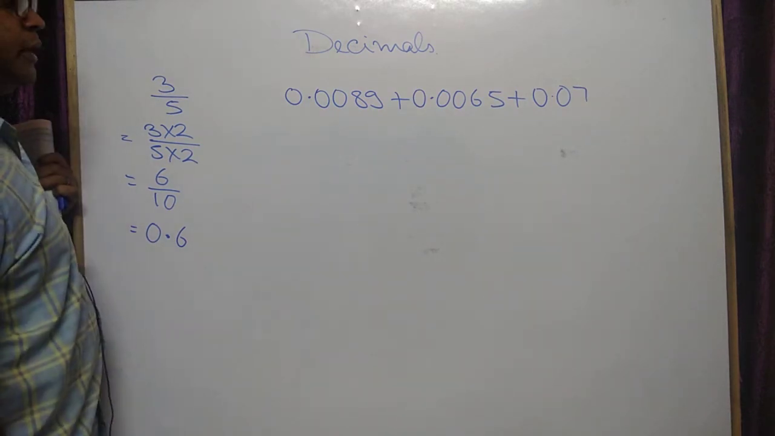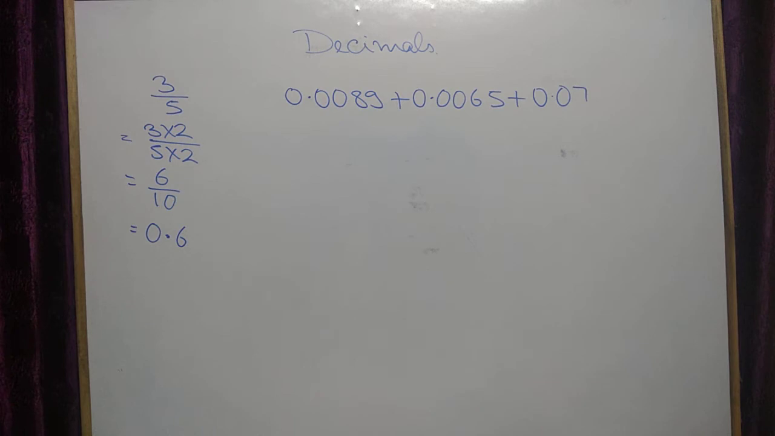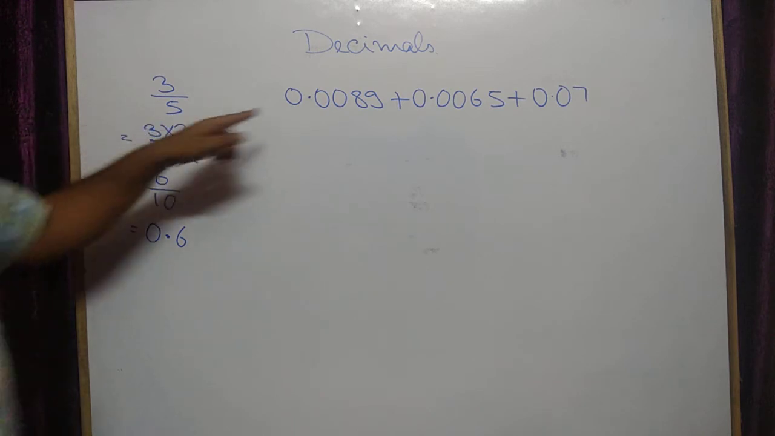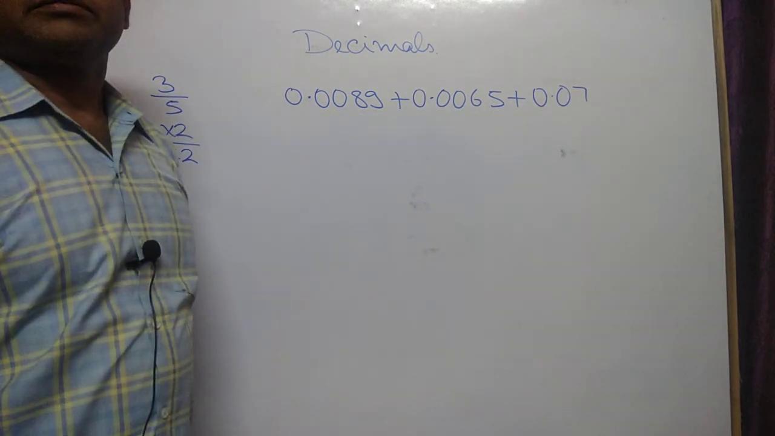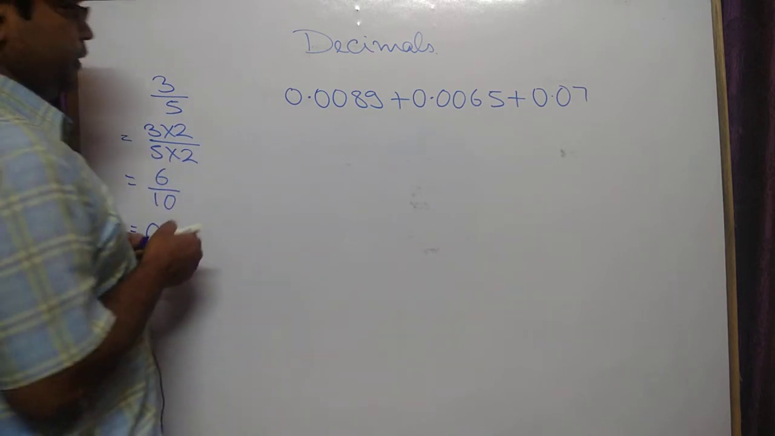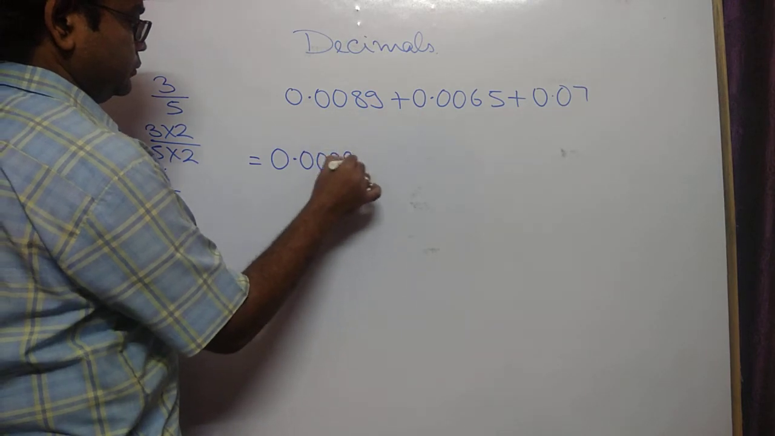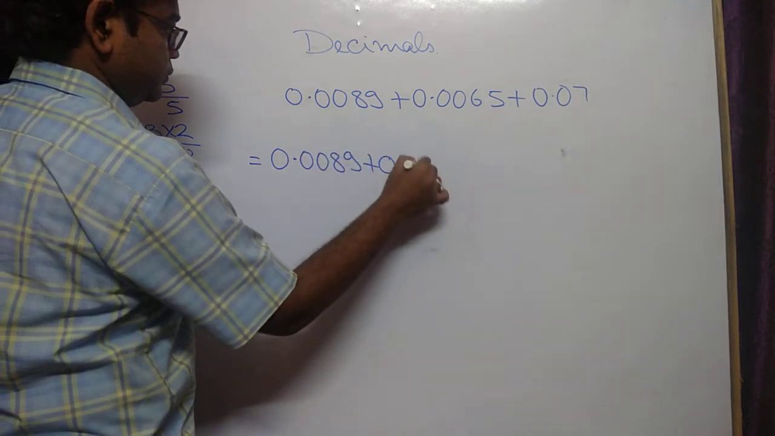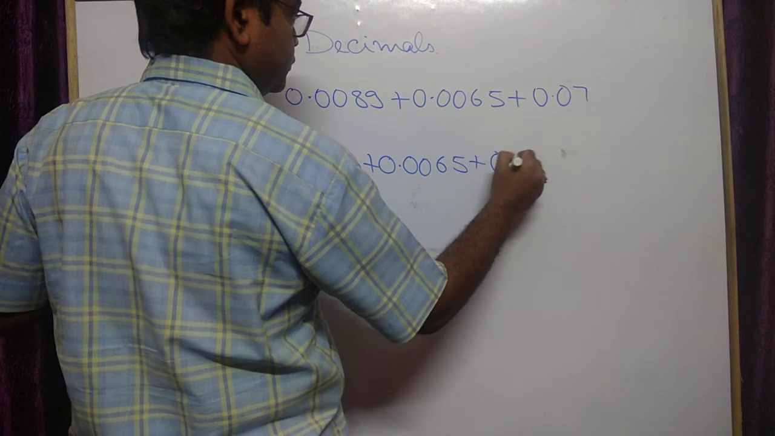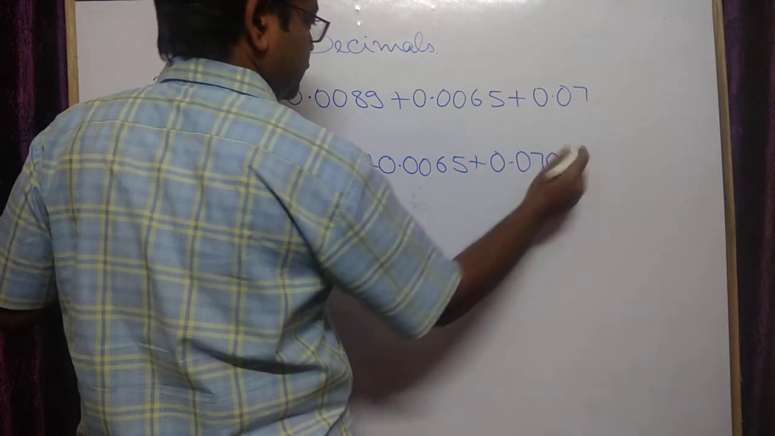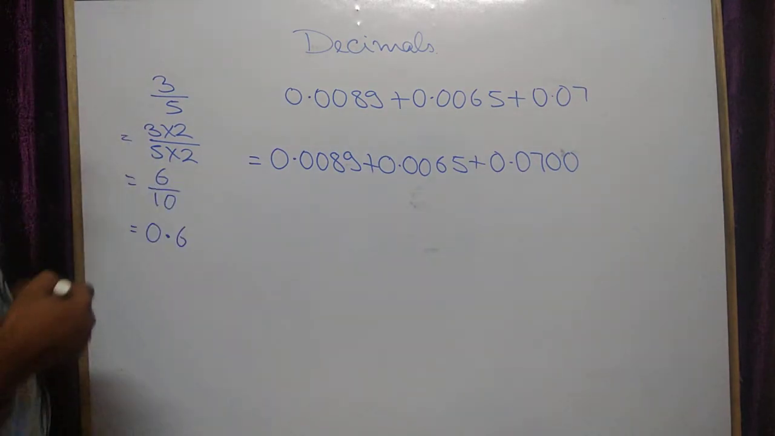First, we have to convert them into like decimals. Like decimals means after the decimal we have an equal number of digits. After the decimal there are 4 digits, 4 digits, and 2 digits. So we have to convert that into 4 digits. It's very easy: add 2 more zeros to make the same number of digits after the decimal. Now we can add them.